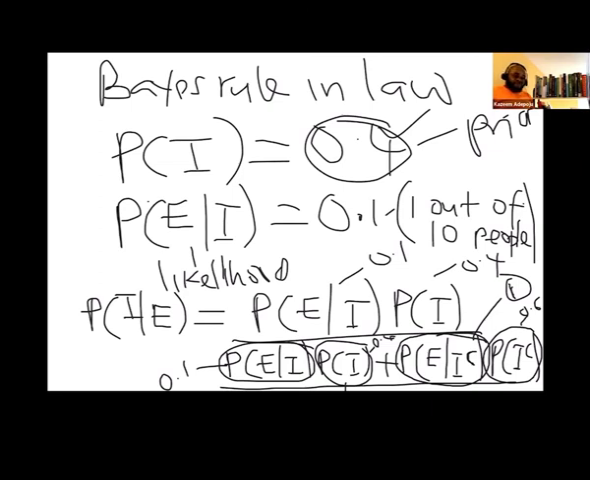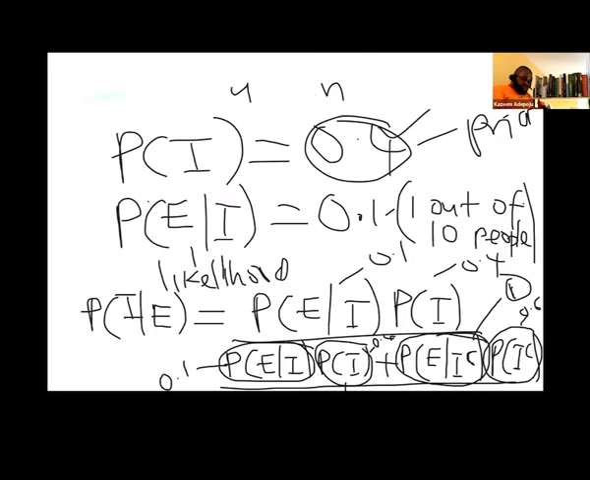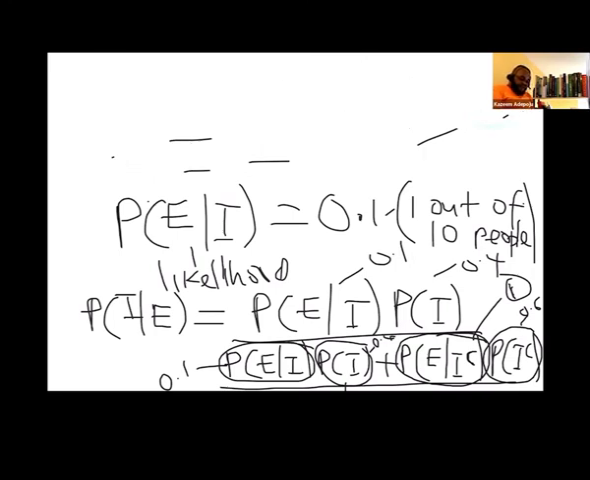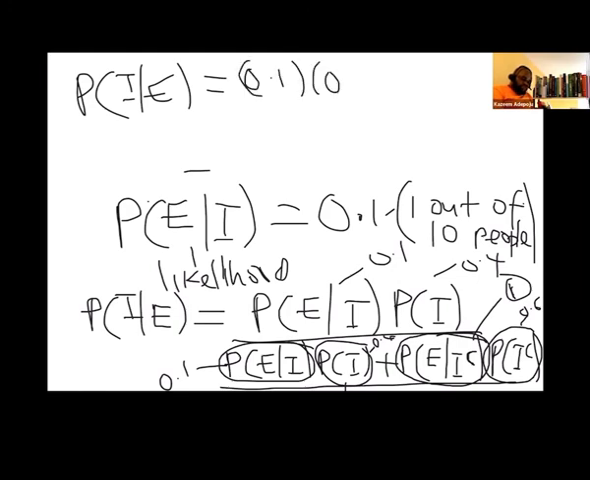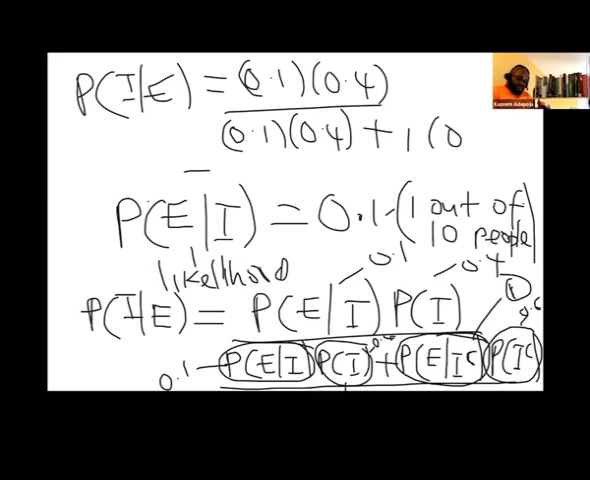Take a look at what you are trying to find right now. The probability of I given A is equal to 0.1 times 0.4 divided by 0.1 times 0.4, plus 1 multiplied by 0.6. Can somebody figure out this one?